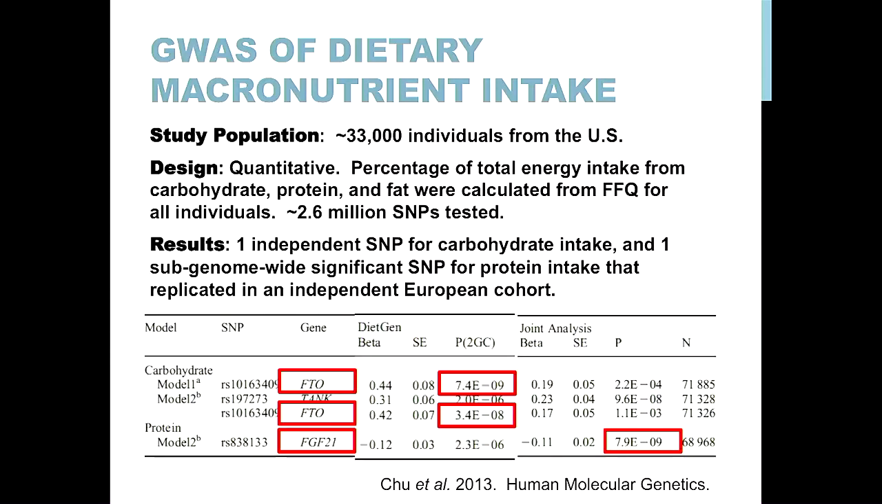The FGF21 cytokine variant was associated with protein intake. Further studies have since been done on it, and it is now linked to the sweet tooth phenotype, which is very interesting and random.